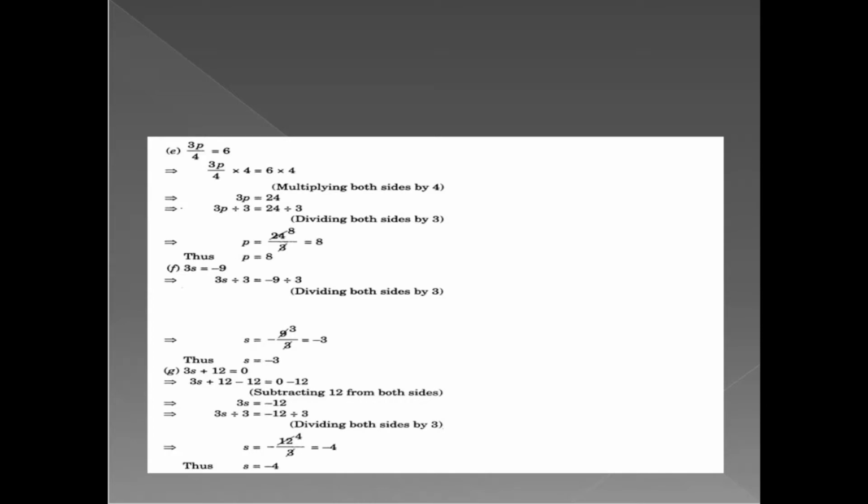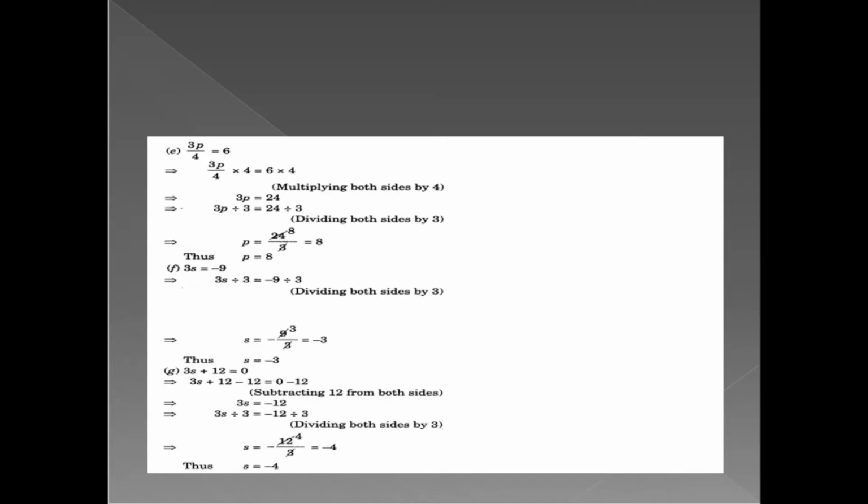Then E part, 3p by 4 is equal to 6. 3p by 4 into 4 and 6 into 4. Multiplying by 4 on both the sides, we get 3p is equal to 24. Now we are dividing 3p by 3 and 24 by 3. So answer is P is equal to 8. So answer of P we got P is equal to 8.